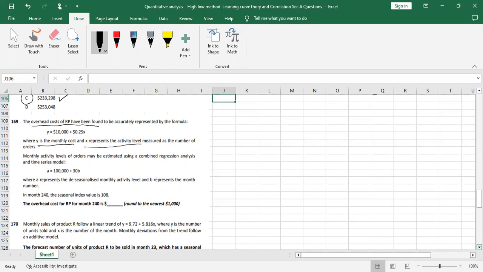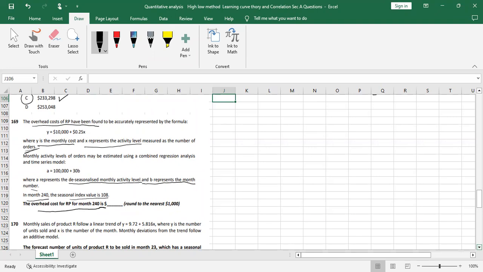Okay, so x means what? Number of orders. Monthly activity level of orders may be estimated using a combined regression analysis and a time series model. A is equal to 100,000 plus 30 into B, where A represents the deseasonalized monthly activity level, B represents the month's number. In the month 240, seasonal index value is 108. The overhead cost for the RP for month 240 is.